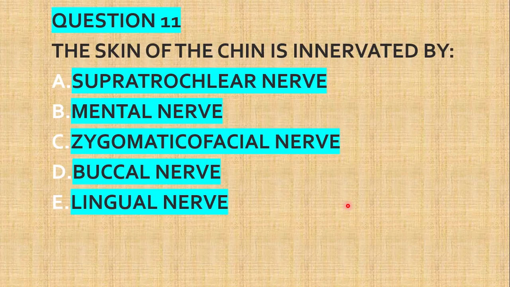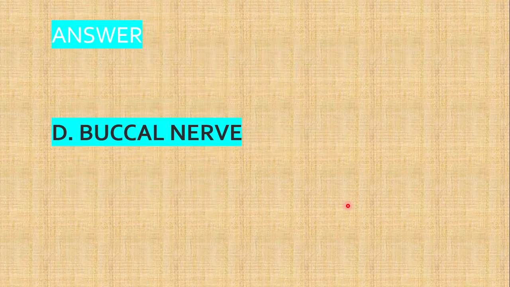Question 11. The skin of the chin is innervated by, it's a typical board question. It's testing you on the nerve supply to the face. A, supratrochlear nerve. B, mental nerve. C, zygomaticofacial nerve. D, buccal nerve. E, lingual nerve. And if you blow the trumpet, you're using your buccinator. Definitely for the trumpeters. So the buccal nerve is the answer to this question. Okay? So the buccal nerve. Option D is the correct answer.